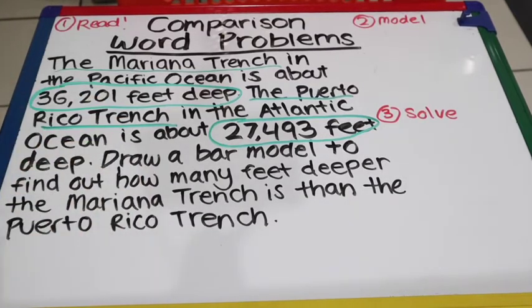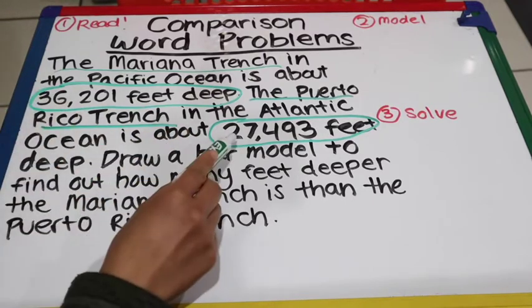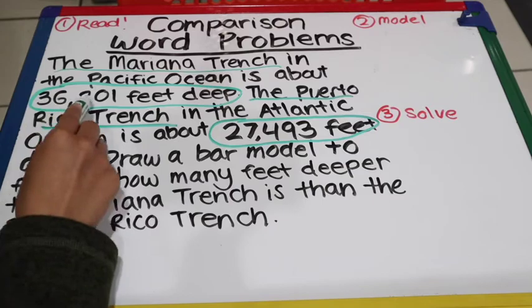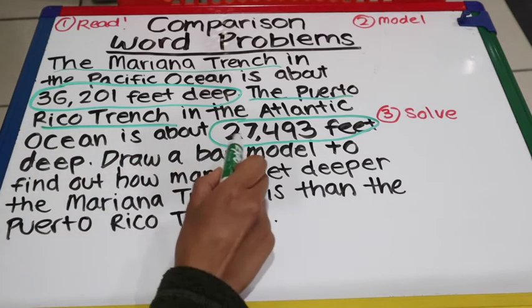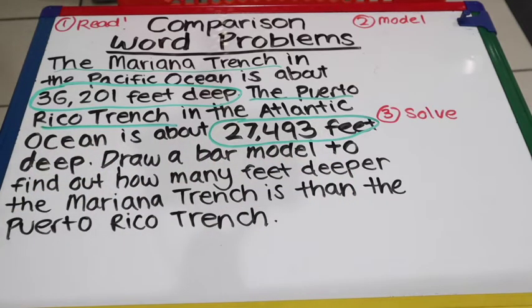When you draw a bar model, one bar is going to be larger than the other. So just taking a look at these two numbers, 36,201 feet and 27,493 feet, think to yourself, which one is the larger number? Go ahead and answer that question. You can pause this video if you need to think about that.